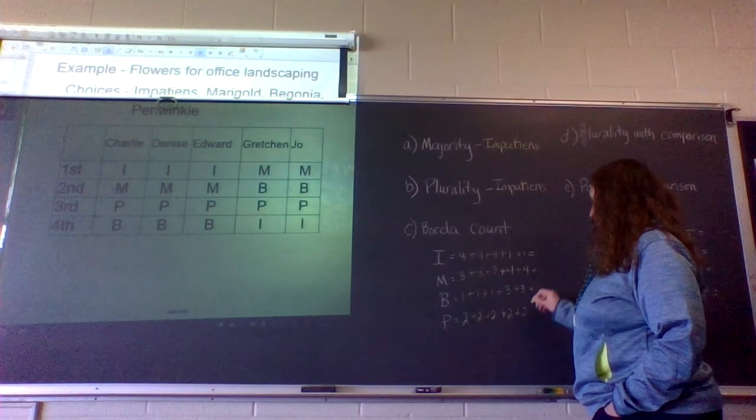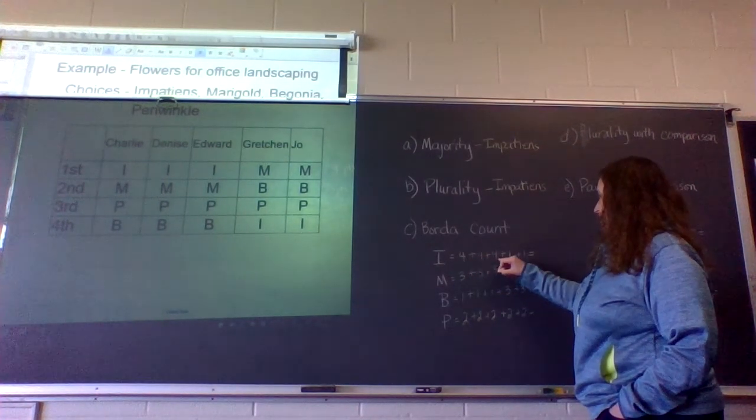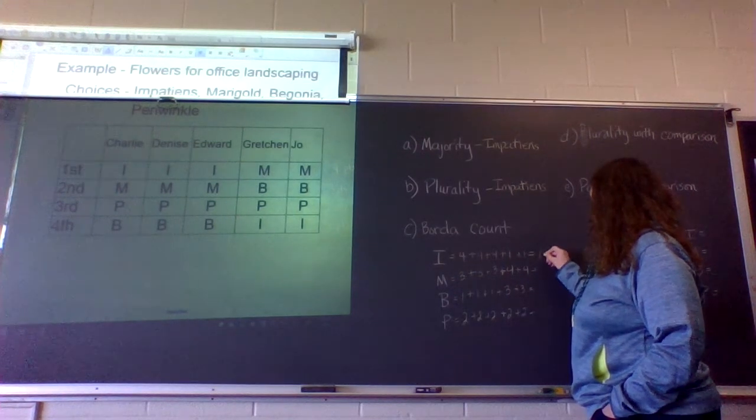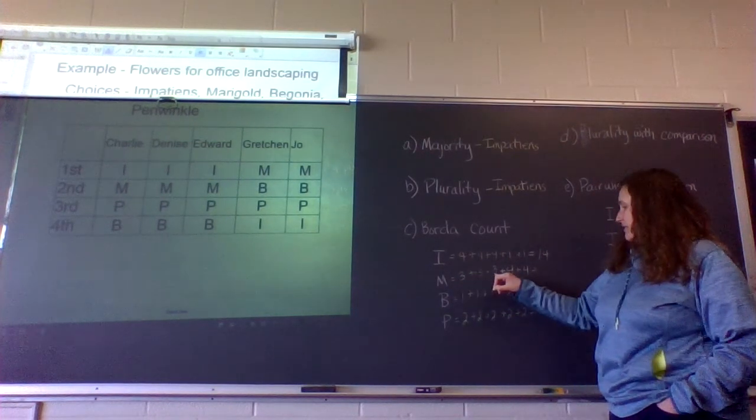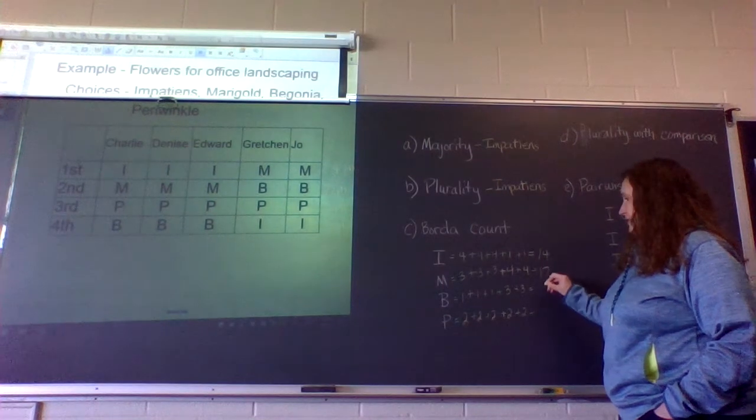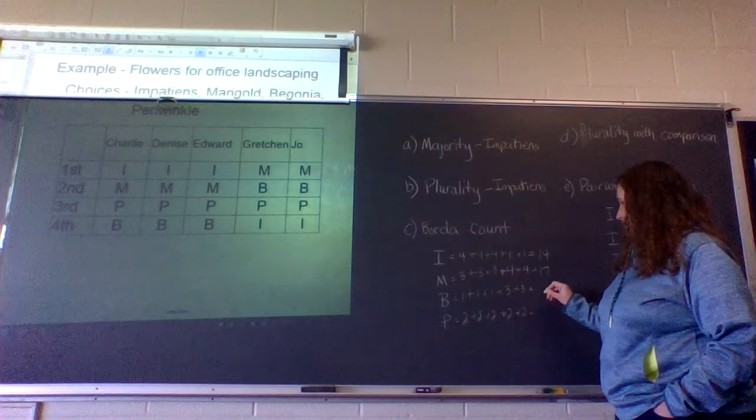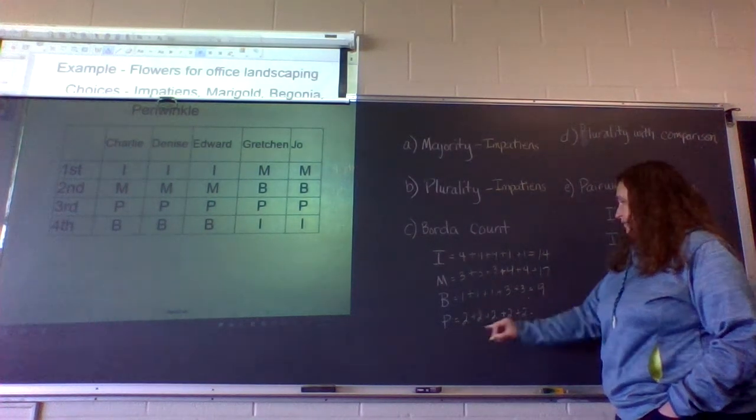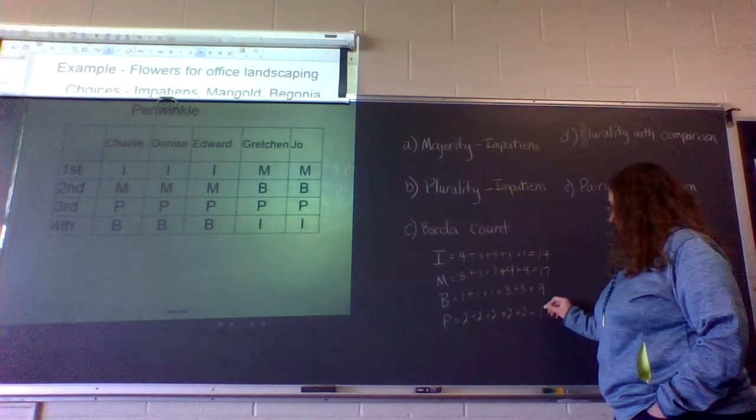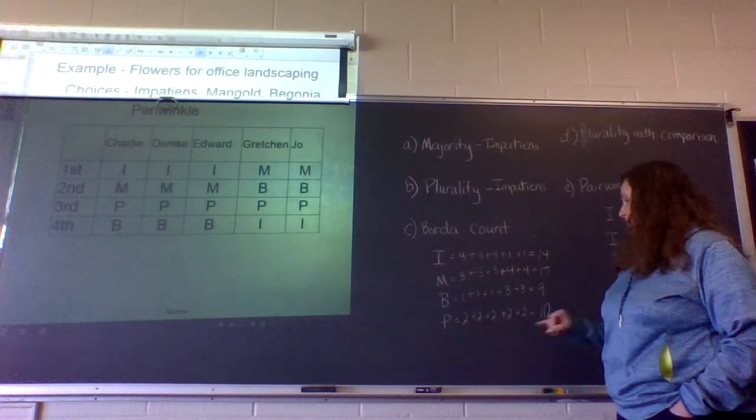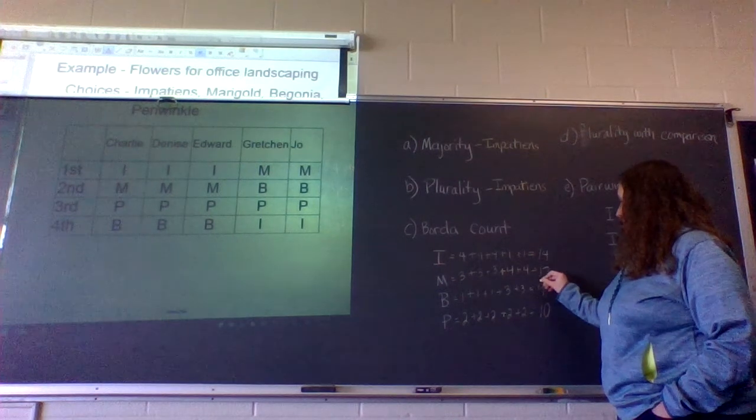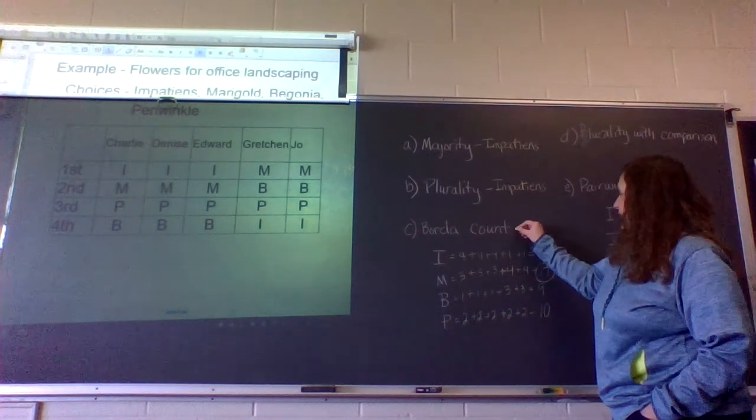Then you just total these up. So 4 plus 4 plus 4 is 12, plus another 2, that's 14 for impatiens. That's 9, plus another 8 is 17 for marigold. 1, 2, 3, plus 6 is 9 points for begonias, and 2 times 5 is 10 points for periwinkles. So, according to this, marigold wins.